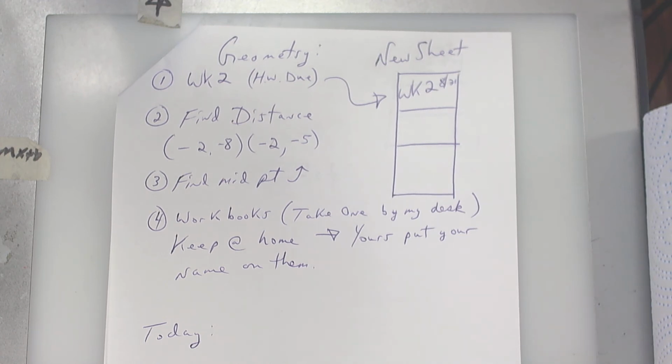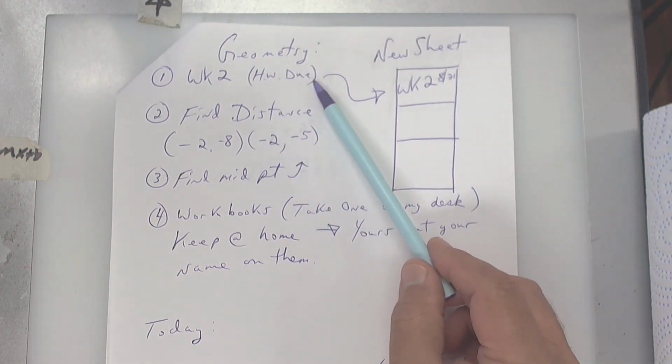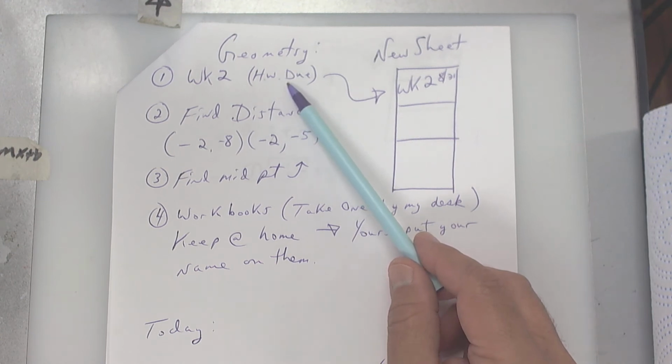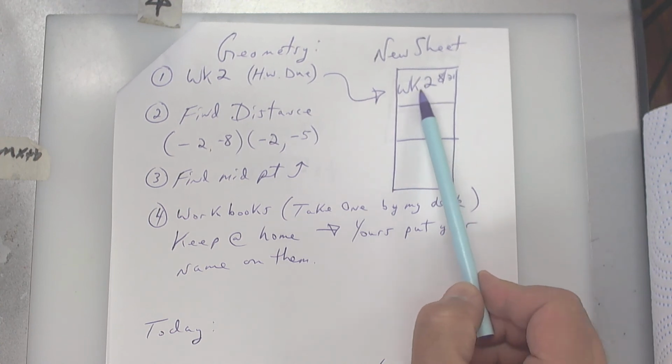Have a good morning. All right, now let's go to geometry. Okay, copy everything you see. This is week 2. You got some homework due. Check on Canvas, okay? The syllabus is due. All I want is the signature part. This is week 2, so it's a brand new sheet. Put week 2 real big.